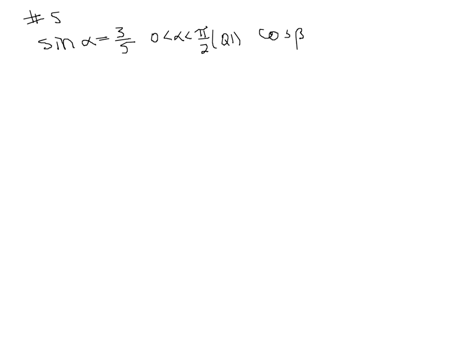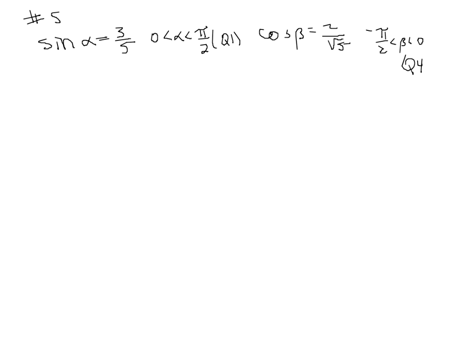Okay, this is number 5 from the 8.5 handout. And what we have is sine alpha equals 3/5, and we're told that alpha is between 0 and pi over 2, which means that that's in the first quadrant. And we're also told that cosine beta equals 2 over the square root of 5, and that beta is between minus pi over 2 and 0, making it a fourth quadrant reference angle.